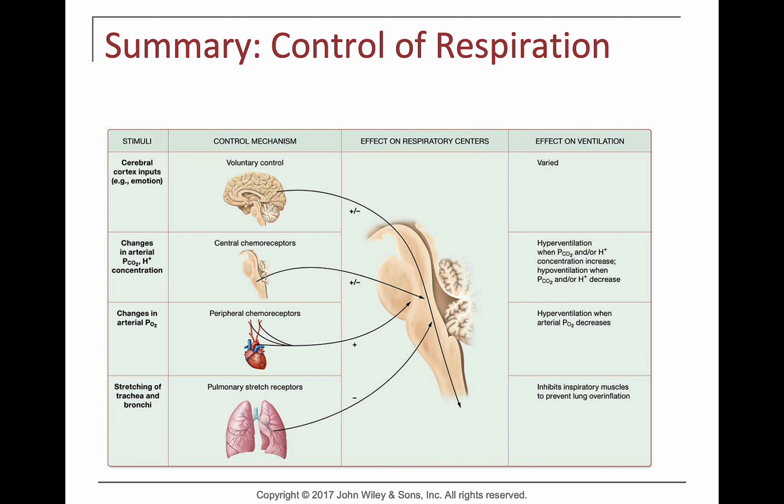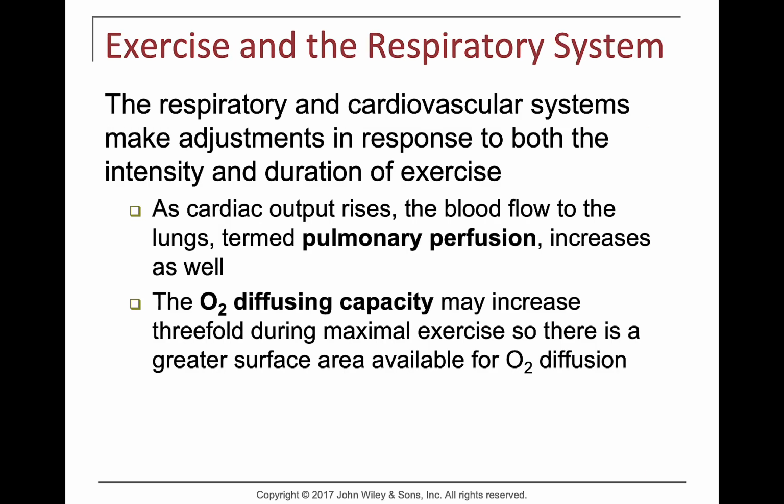So in our summary of respiration, your cerebral cortex, changes in arterial CO2 and hydrogen, as well as hypoxia, stretching of trachea and bronchioles are all going to be under control of cerebral cortex, chemoreceptors, central and peripheral, and stretch receptors. So they are going to have varied effects on ventilation. Notice that changes in the partial pressure of CO2 and hydrogen are controlled by the central chemoreceptors, monitored by cerebrospinal fluid, and arterial oxygen largely by blood, peripheral chemoreceptors.